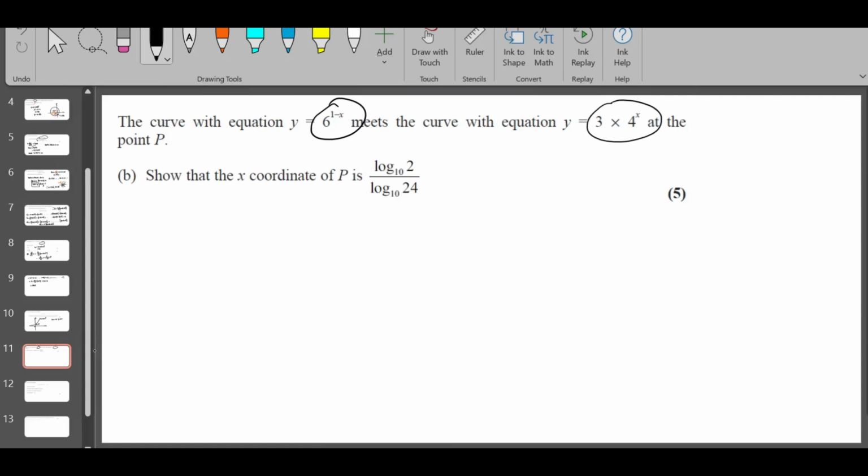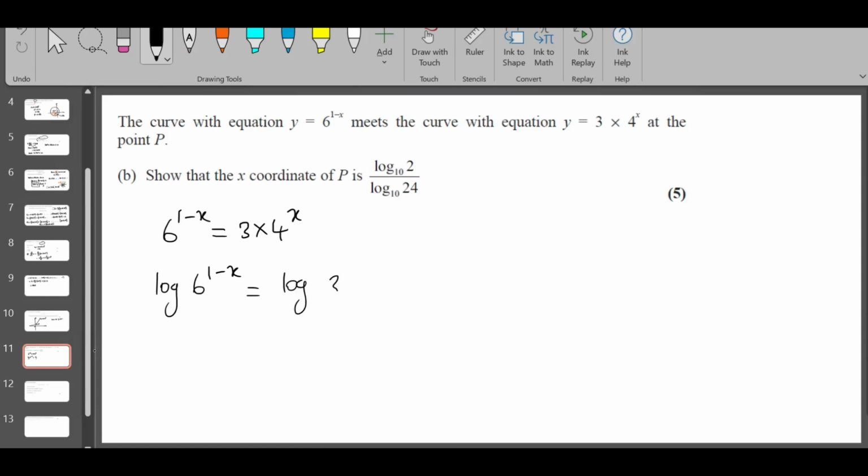So we need to equate them. 6 power 1 minus x is equal to 3 times 4 power x. And make x the subject, so you will get the x coordinate as this. Apply logarithm on both sides. Log of 6 to the power 1 minus x is equal to log of 3 times 4 power x.